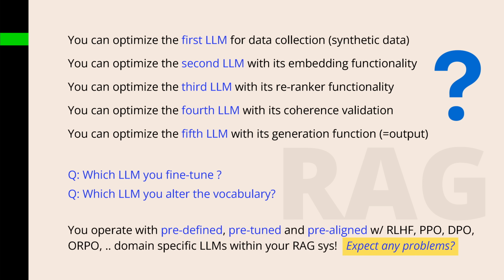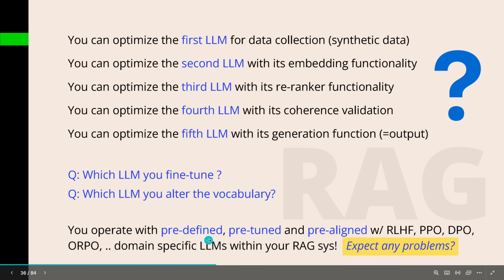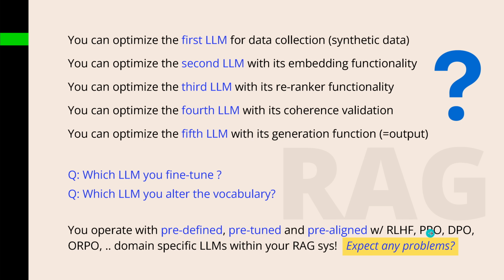And then you remember that all of these LLMs you operate with are predefined, not by you, pre-tuned, not by you, and pre-aligned, not by you, and you don't have access to those data, for domain-specific LLMs within your RAG system. So, do you expect any problems arising from this particular fact? And now you understand why it is not the RAG system itself, but it is the weakest element.